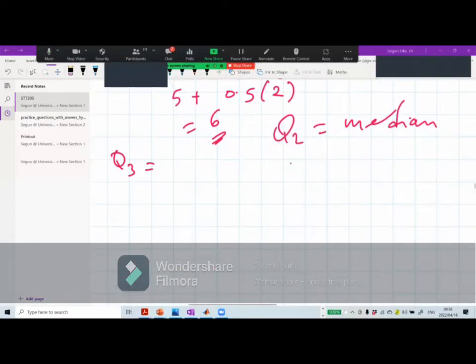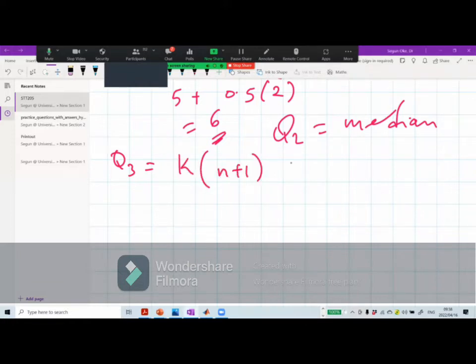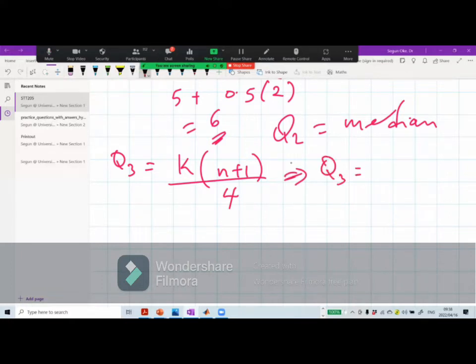Evelyn, any question? Yes, sir. I'm trying to solve it, but I got stuck along the way. Don't worry. Just follow what I'm doing now. Q3, we all know the formula is K in bracket N plus 1 divided by 4. K, the position, is 3. So Q3 will be 3 into N, which is 6, plus 1, divided by 4.